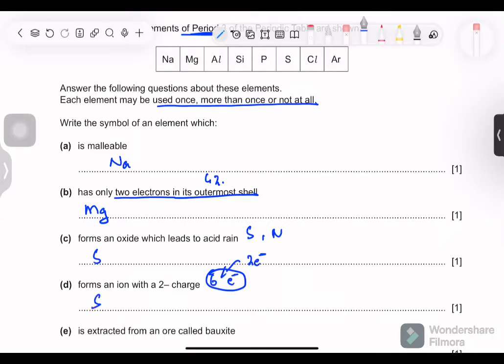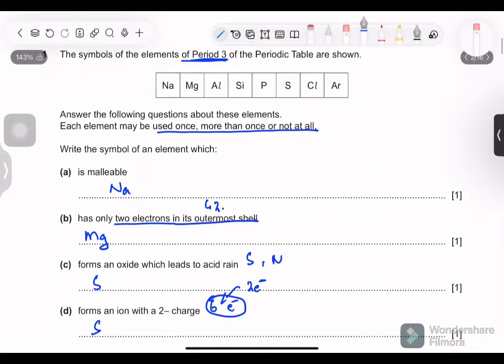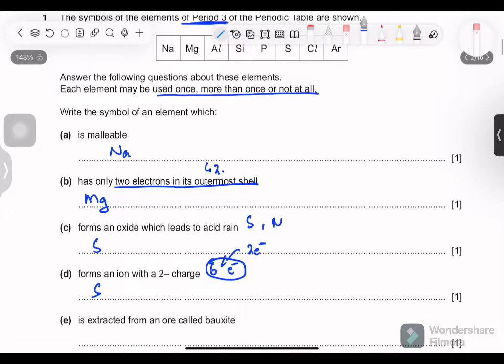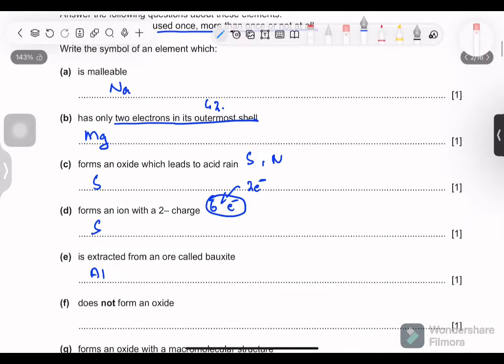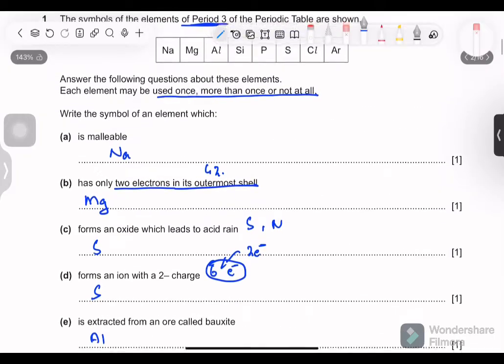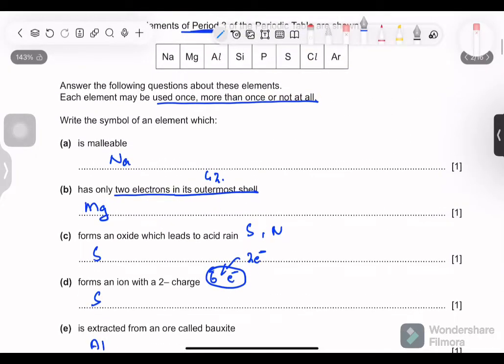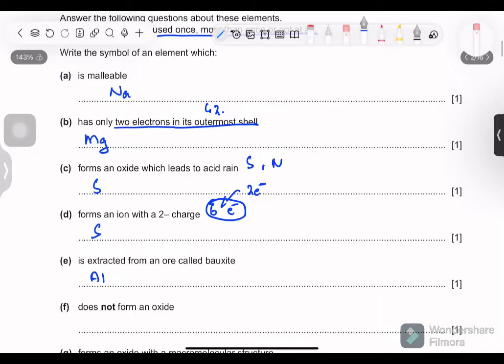It is extracted from an ore called bauxite. So this is aluminum. Pure recall. The ore of iron is called hematite, and this is bauxite. Next, does not form an oxide. So this is chlorine, or argon is more appropriate. Argon is a better answer.